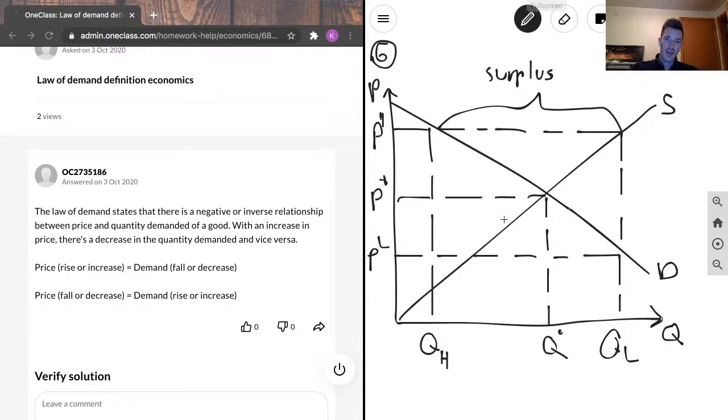Similarly, if the price is very low, like at PL here, we cross the supply curve right here. We can call this, I don't know, QS. And we don't reach the demand curve till over here. So in this case, we would have a quantity demanded more than a quantity supplied. There's more demand than supply, so we have a shortage.